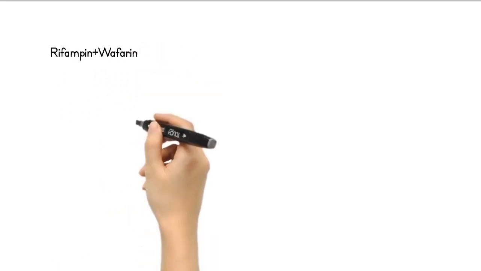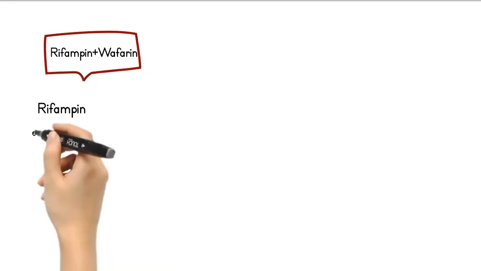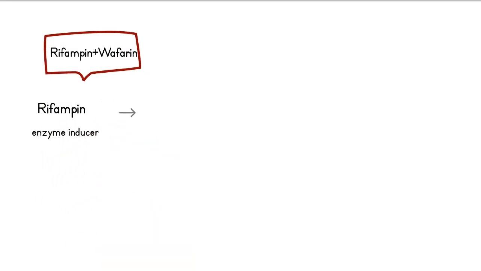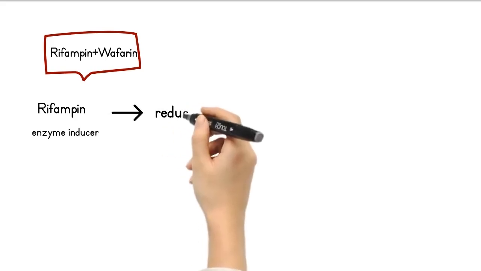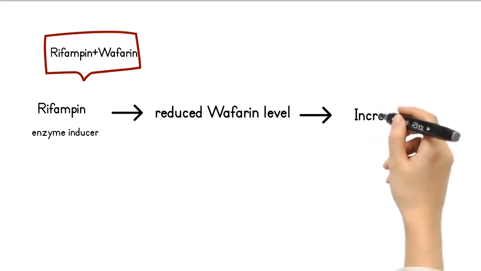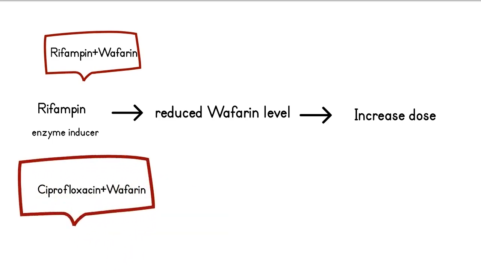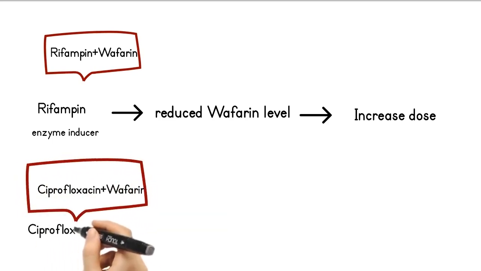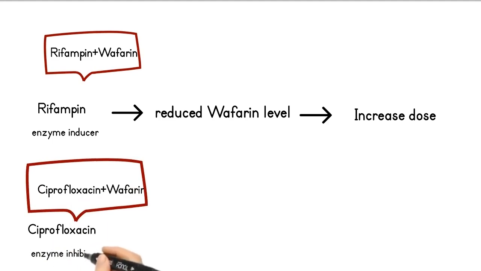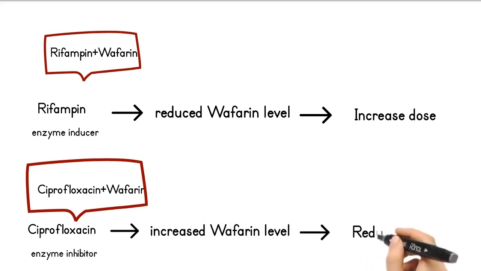Here is an example of the co-administration of rifampin and warfarin. Rifampin is an enzyme inducer and therefore can reduce the concentration of warfarin. It requires increasing the dose of warfarin to achieve the therapeutic effect. Conversely, when ciprofloxacin is co-administered with warfarin, ciprofloxacin is an enzyme inhibitor that can increase the level of warfarin and can increase the risk of bleeding. In such cases, the dose of warfarin should be reduced.